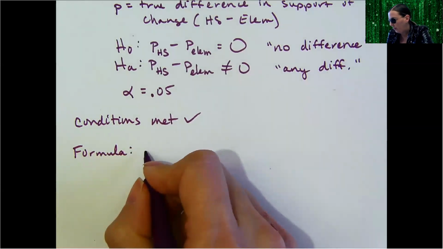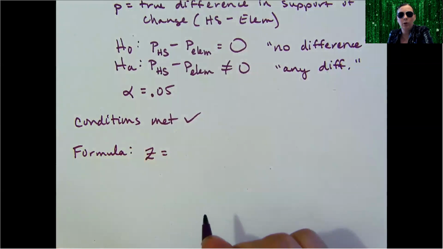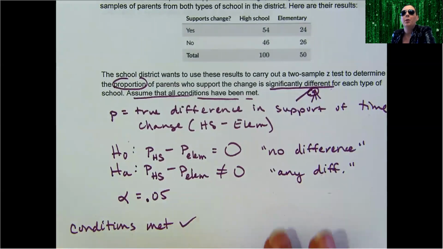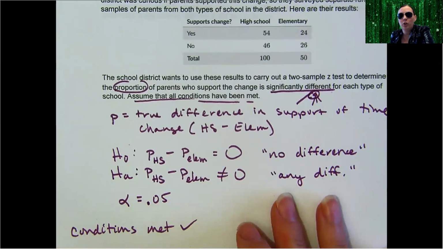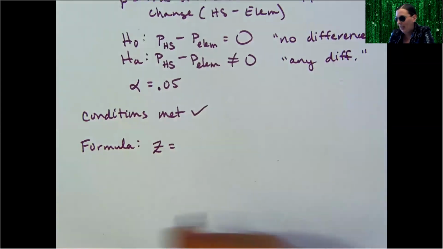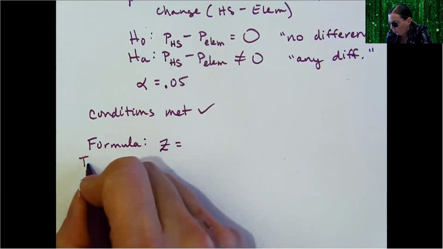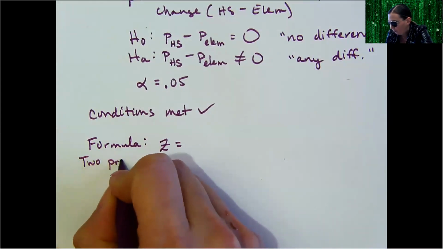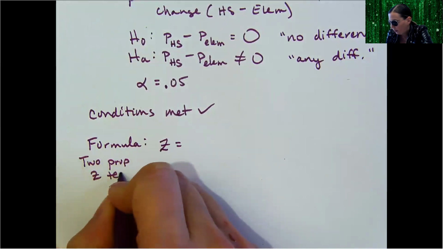For our formula, we're finding our z-score. We want to know where we are on this bell curve. At this point, on a free response, I would not show the substitution into the formula. Instead, I would just name the test. This is a 2 proportion z-test.